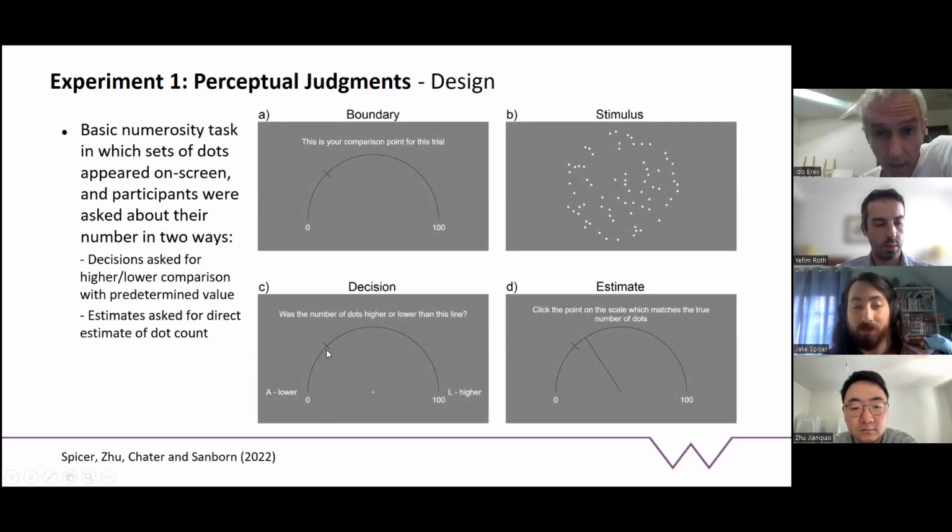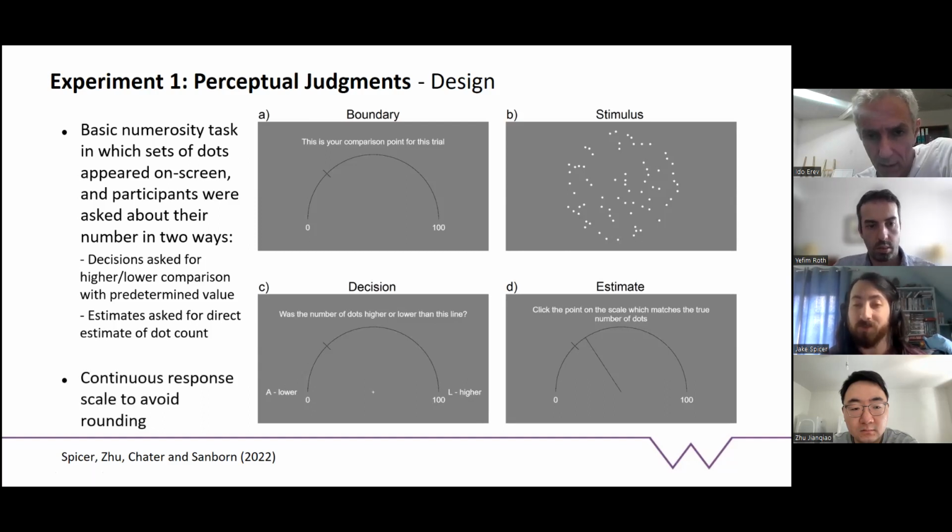So the little line on the semicircle here is the decision boundary. We asked them whether it was lower or higher than that line, and this range is 0 to 100. And then once they made the decision, they picked a point on this arc between those extremes that was their estimate. And we use a continuous response scale to avoid any kind of rounding that we might see if people just typed numbers.